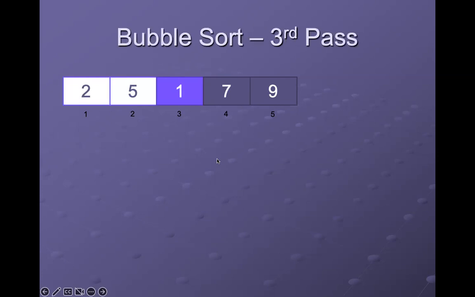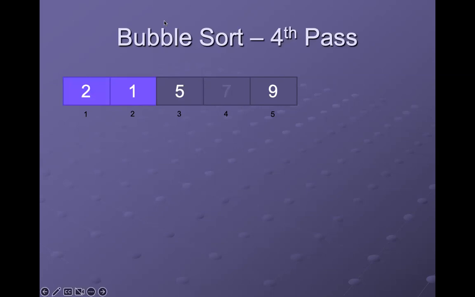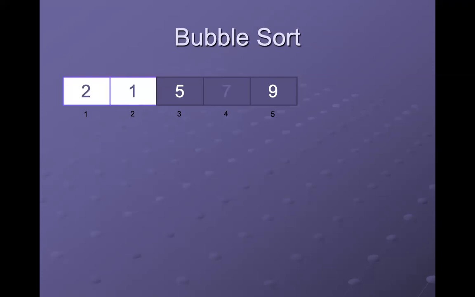Next is the third pass. Compare 2 and 5. Since 2 is less than 5, we will not interchange. Move the window. 1 is less than 5, so we will interchange them. Now we have the third largest element secured in its place. And for the fourth pass, we have 2 elements left, and we are going to compare them. Since 1 is less than 2, interchange them, and we are done.